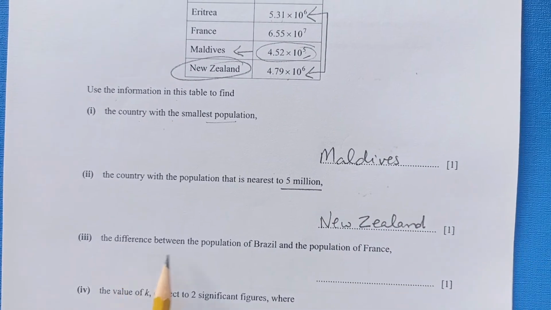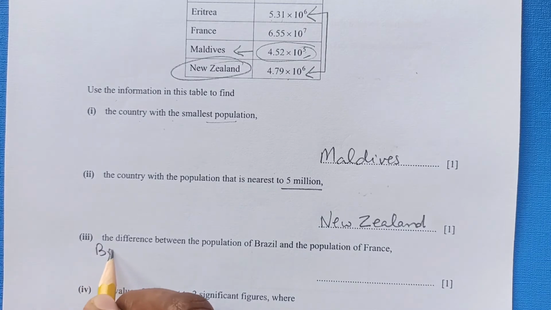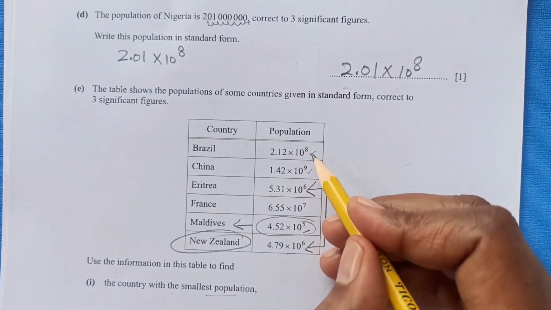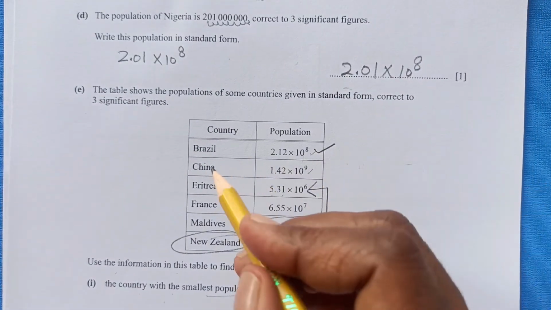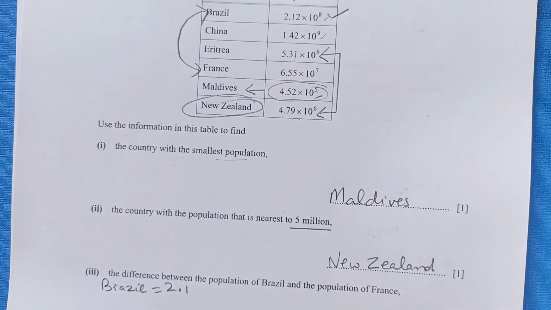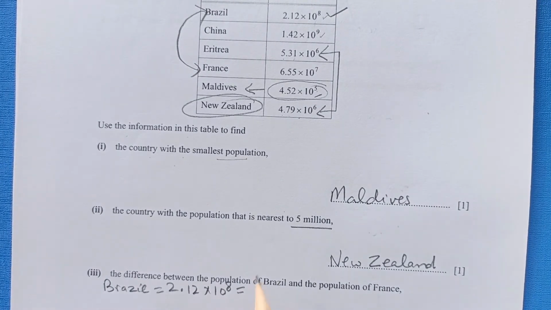Right. Now the difference between the population of Brazil and France. So Brazil and France. Brazil is equal to 2.1 from here. We are comparing these two. Brazil is 2.12 times 10 raised to power 8 when you open. 2122 decimal will go from here. There will be 6 zeros, 1, 2, 3, 4, 5 and 6.